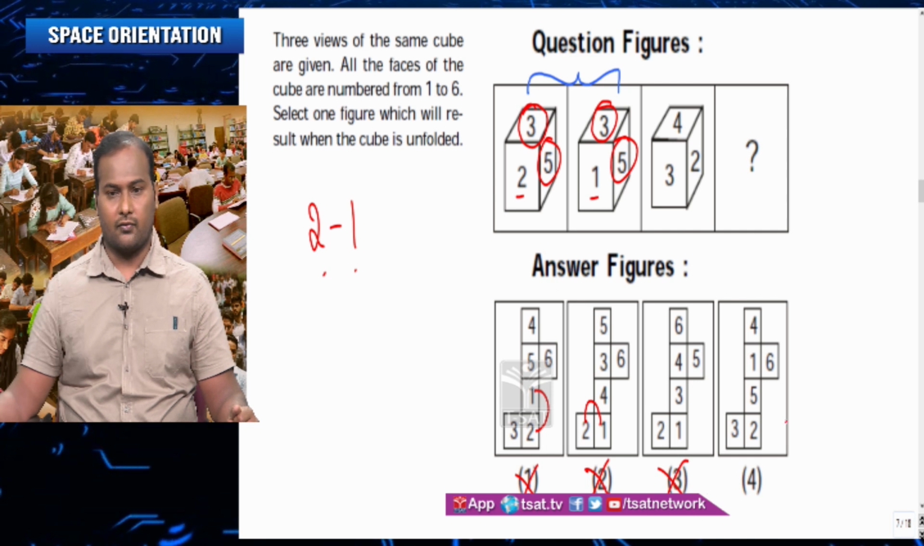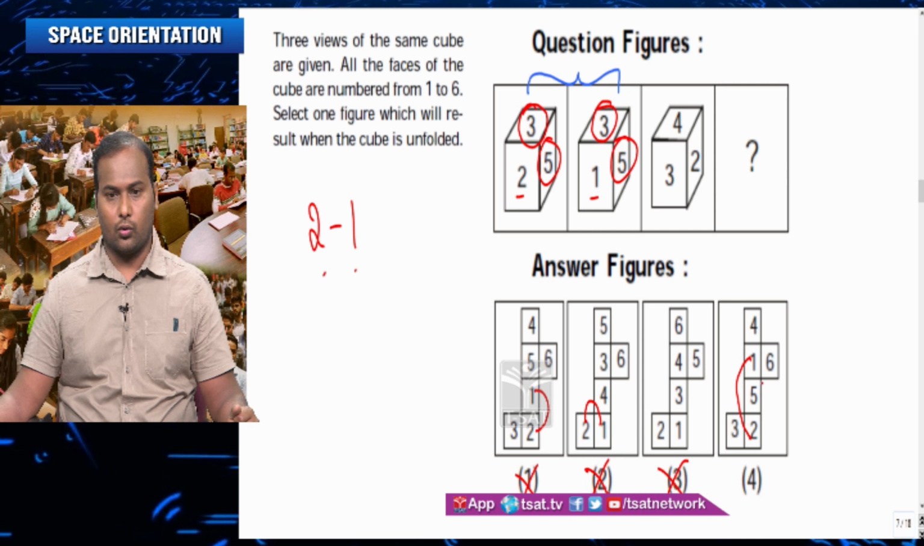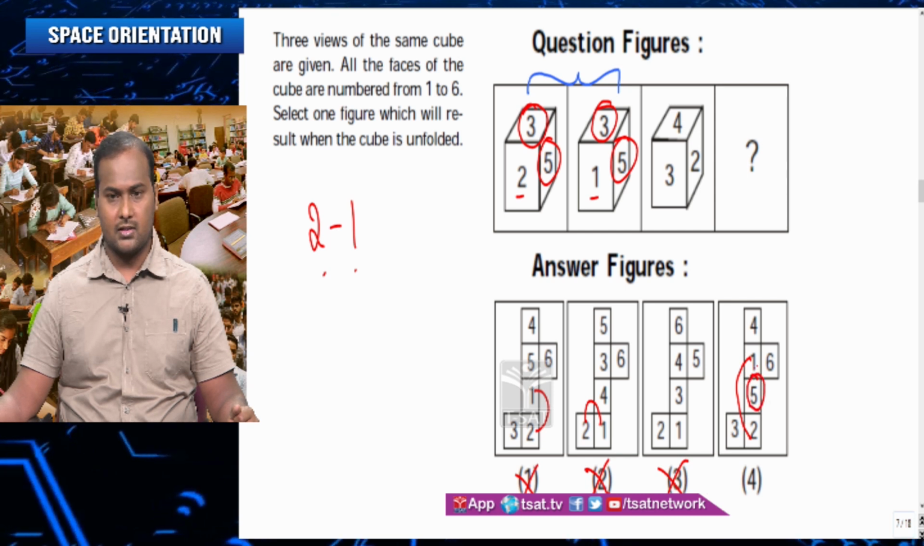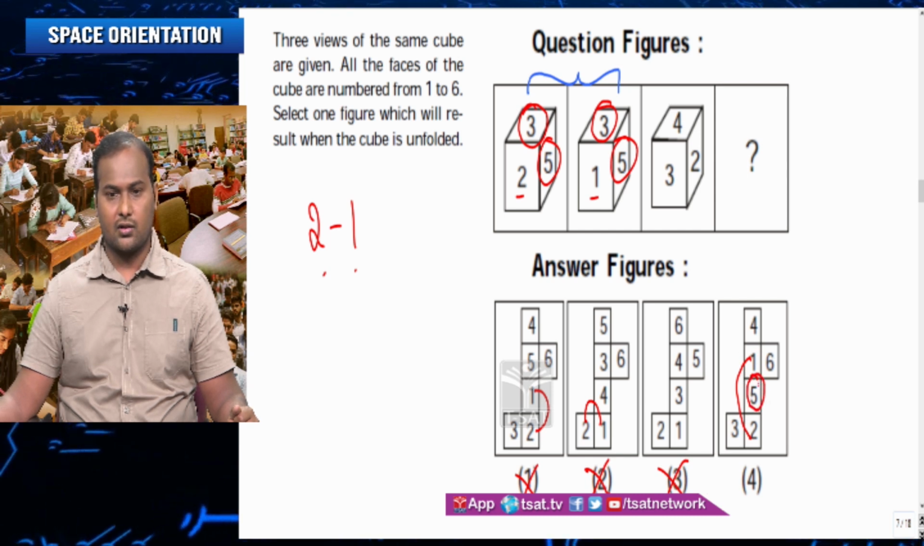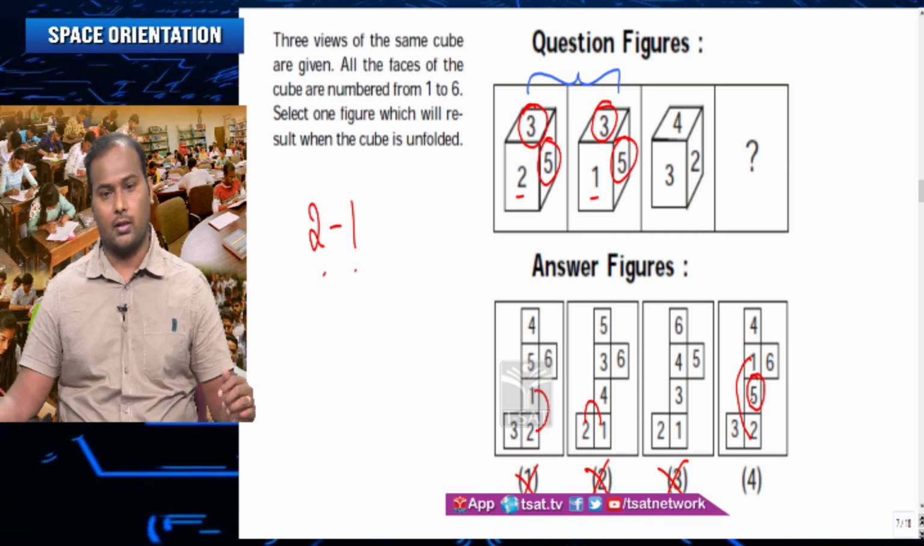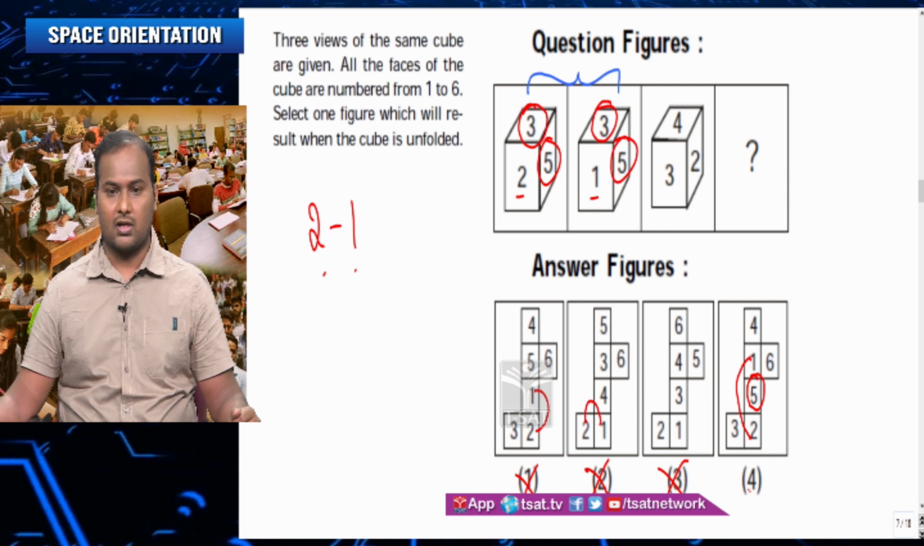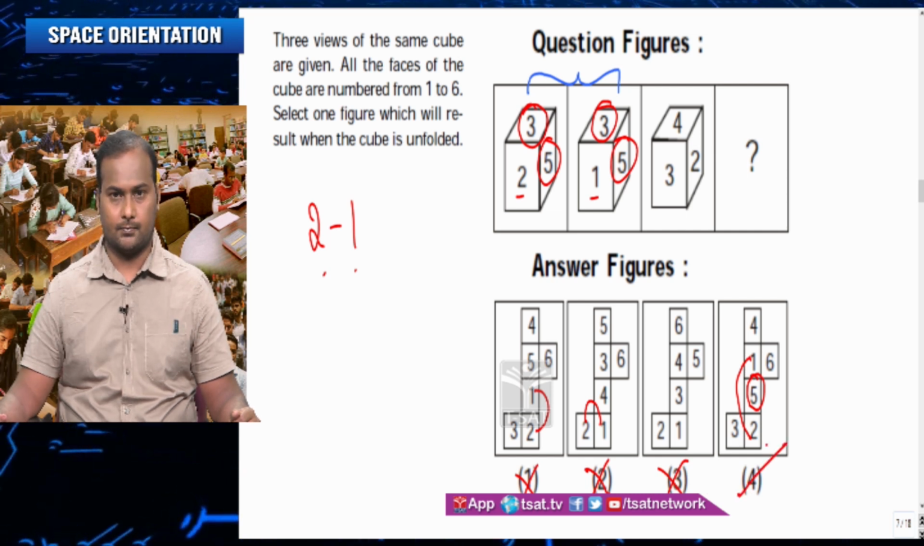Now you come to option 4. In option 4, see here 1, 2. In between 1 and 2, you have one face. That is, between two opposite faces, only one face is present at the center, in the middle. In this case, between 1 and 2, 5 is there. So the answer is option 4 is correct.